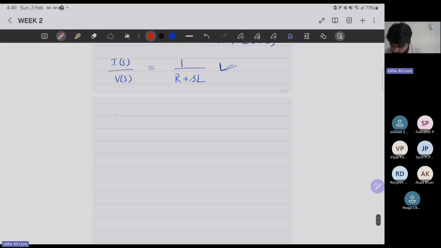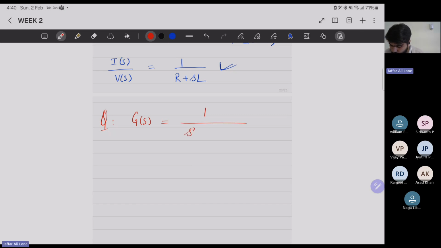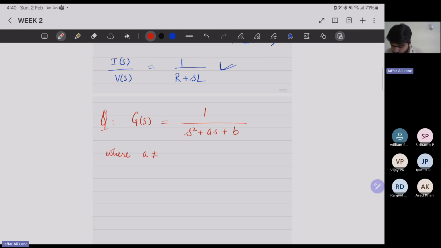Yeah, let's solve this. A similar question is in your assignment. The transfer function of a system is given by G(s) = 1 over s squared plus a s plus b, where a is not equal to 0 and b is not equal to 0.